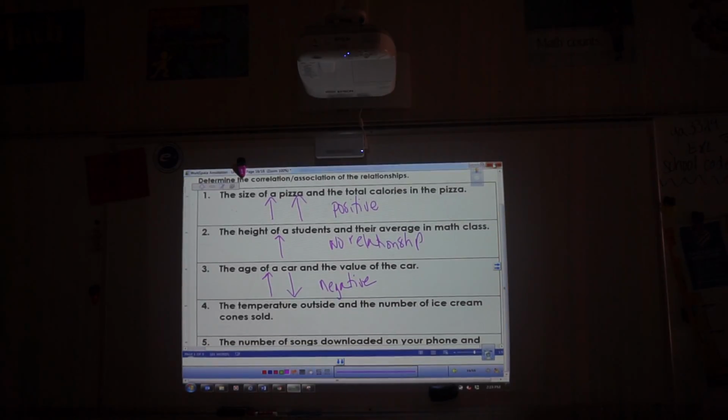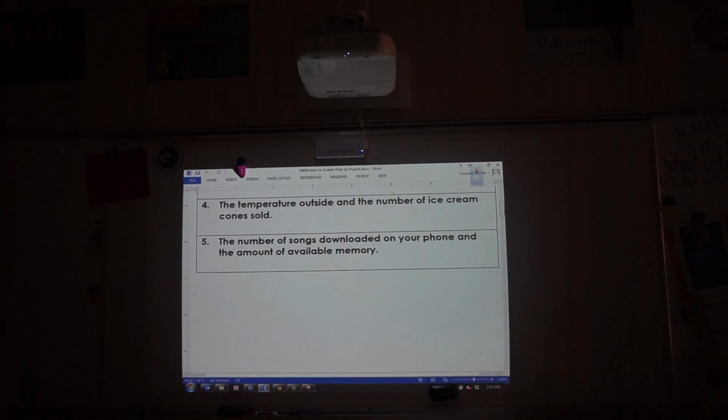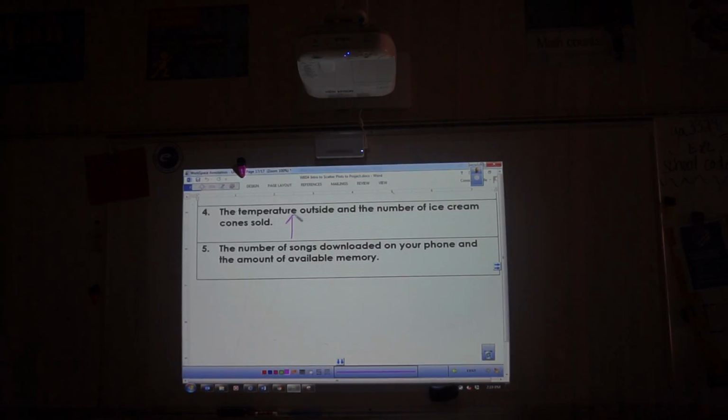Okay, let's look at these last couple and see if you can get them. The temperature outside and the number of ice cream cones sold. As the temperature outside goes up, what happens to, you think, Brewster's ice cream sales? Temperature goes up. Do Brewster's ice cream sales go up or do they go down? Up. Because stereotypically talking, people want ice cream when it's hot.